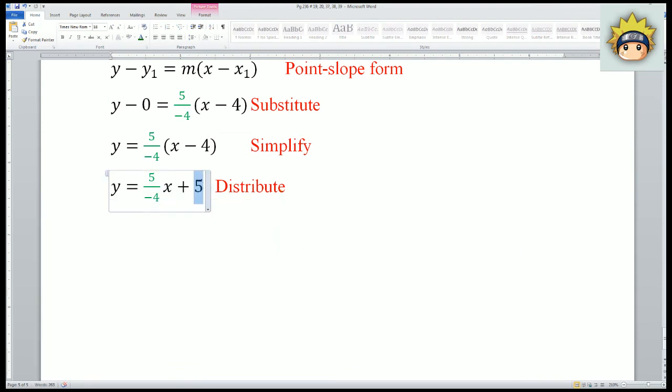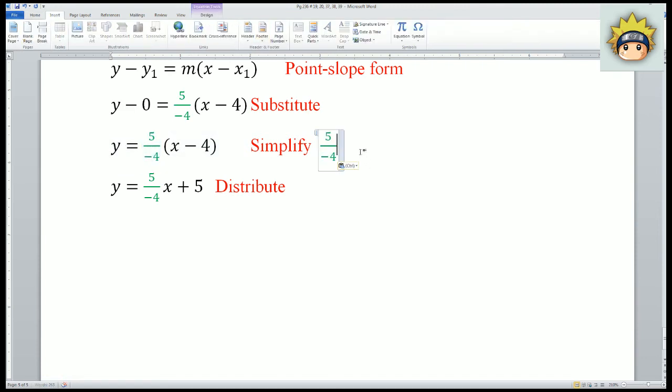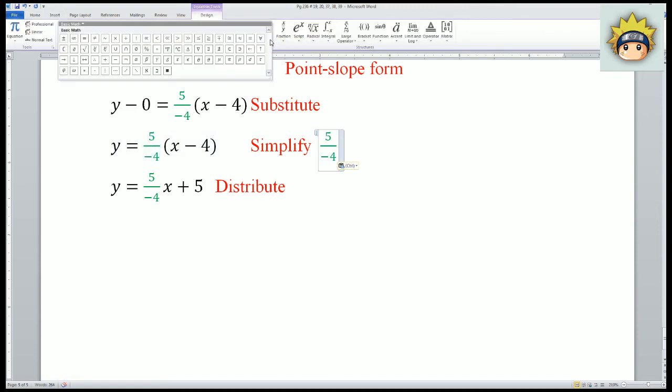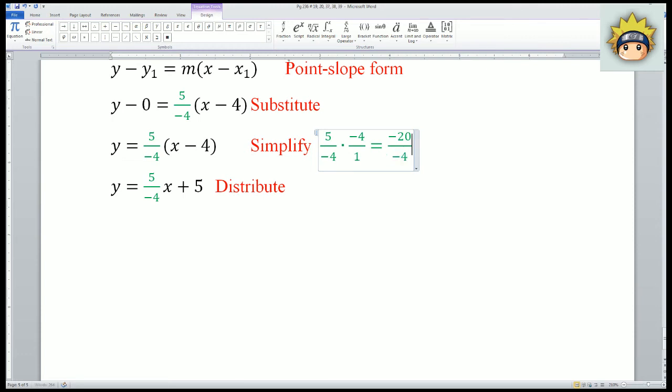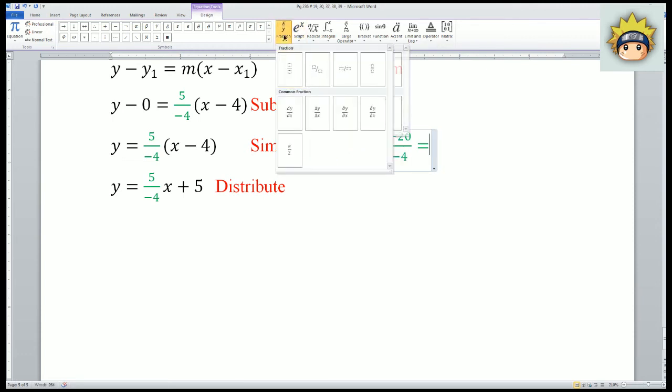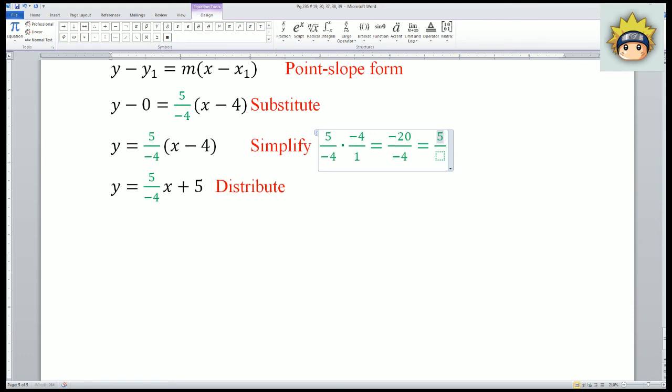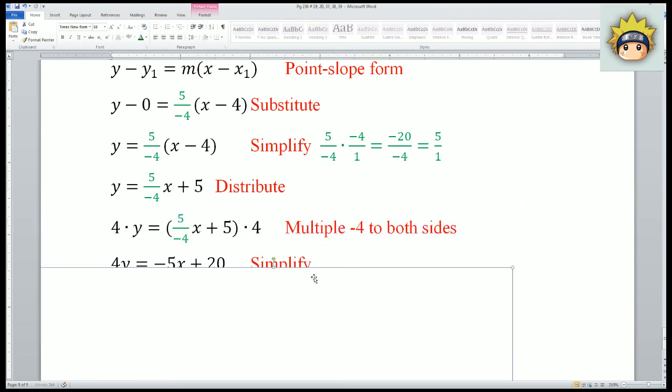If you're wondering how I get this 5, let me show you the math here. This times 4 over 1. This is actually a minus, so this is equal to negative 20 divided by negative 4, which simplifies into 5 over 1. Do you see? Positive, negative over negative is a positive. That is how I got that.